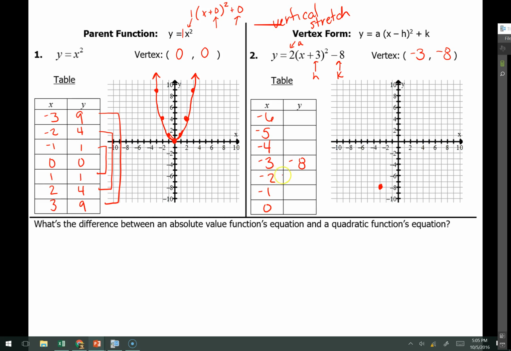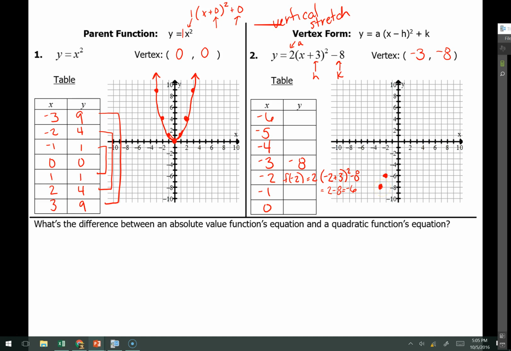Over at -2, if I plug in -2, so I evaluate the function at f of -2, that's going to be 2 times -2 plus 3 squared minus 8. So that is going to give me that -2 plus 3 is -1, -1 squared is +1, 2 times +1 is 2, and then when I do 2 minus 8, I get -6. So at -2, we're going to go down to -6.